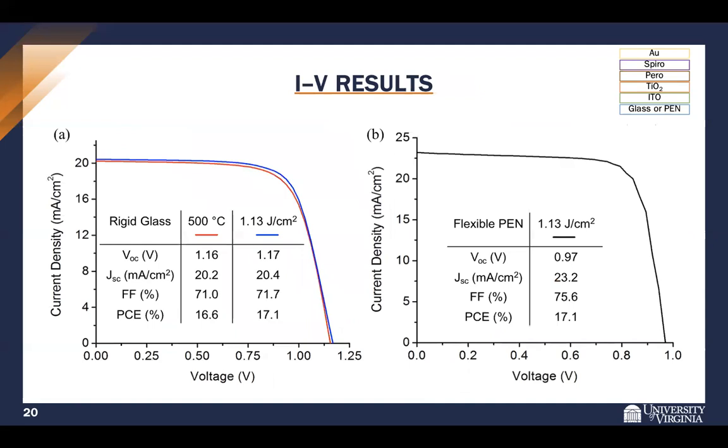I then did some illuminated current-voltage testing. On the left, you can see the results on rigid glass substrates for both thermal and laser annealing, thermal in red. The hot plate result obtained a 16.6% efficiency, while the laser annealing result obtained an efficiency of 17.1%. Then you can see the result on the right is for flexible plastic, and the efficiency with laser annealing was also 17.1%.